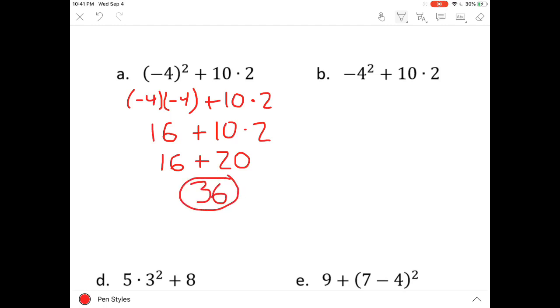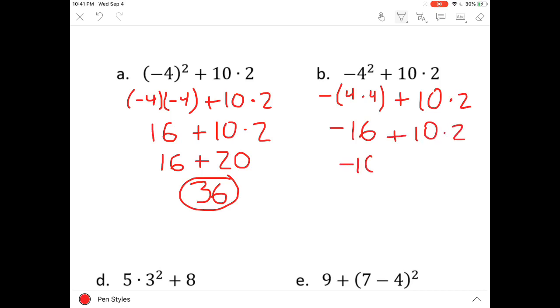Now how is the letter B going to be different? Well, what's getting squared is different. So we're going to have a negative on the outside and then a 4 times a 4 on the inside. So that changes the whole process. That changes what the whole outcome is going to be. Because instead of a positive 16, we're going to have a negative 16. And of course, the 10 times 2 sticks around just like it did before.